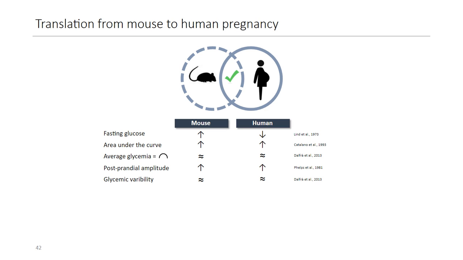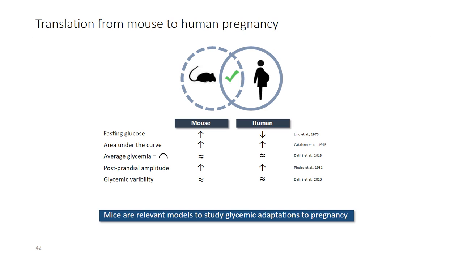So I've been showing you the comparison between the glycemic adaptations in mice and in human pregnancy throughout this full presentation. And here is a small overview of them. So in general, we saw that most of the glycemic adaptations are similar between mouse and women, which means that mice may be relevant models to study glycemic adaptations to pregnancy.